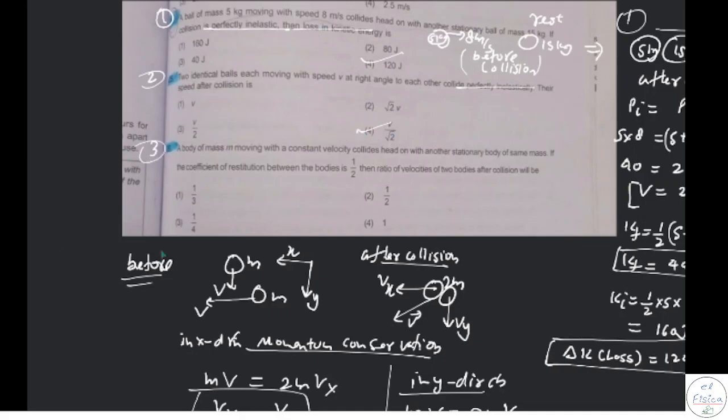And we have a third question. In the third question, it is saying that a body of mass m moving with constant velocity collides head-on with another stationary body of mass m. If the coefficient of restitution between the bodies is 1 by 2, find the ratio of velocity of the two bodies after the collision. One object is at rest with the same mass, and one is moving with constant velocity.